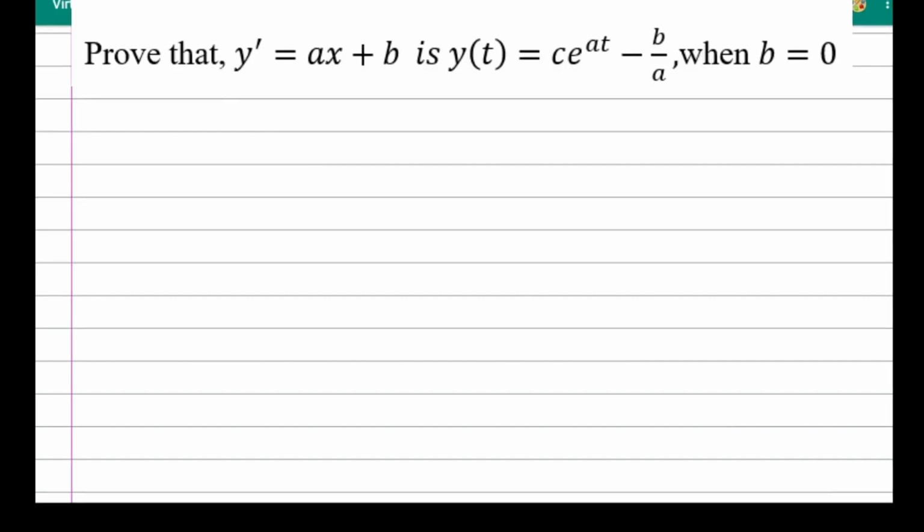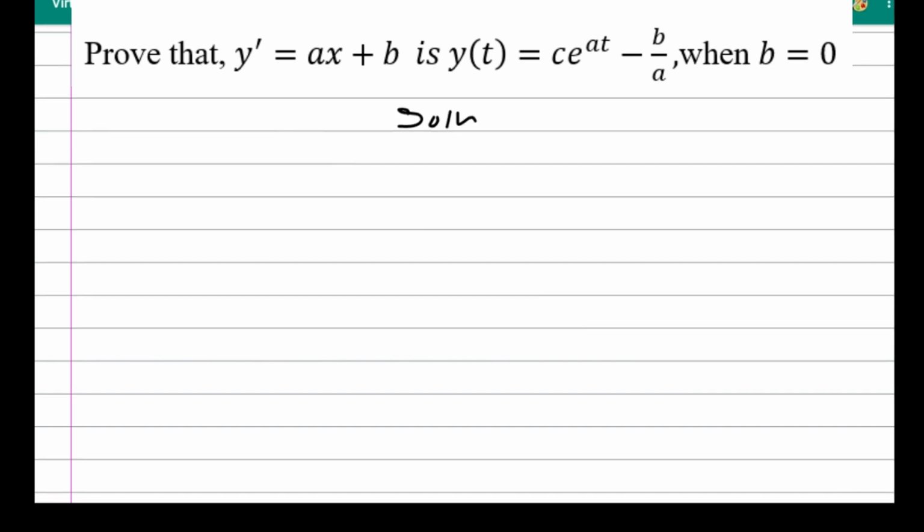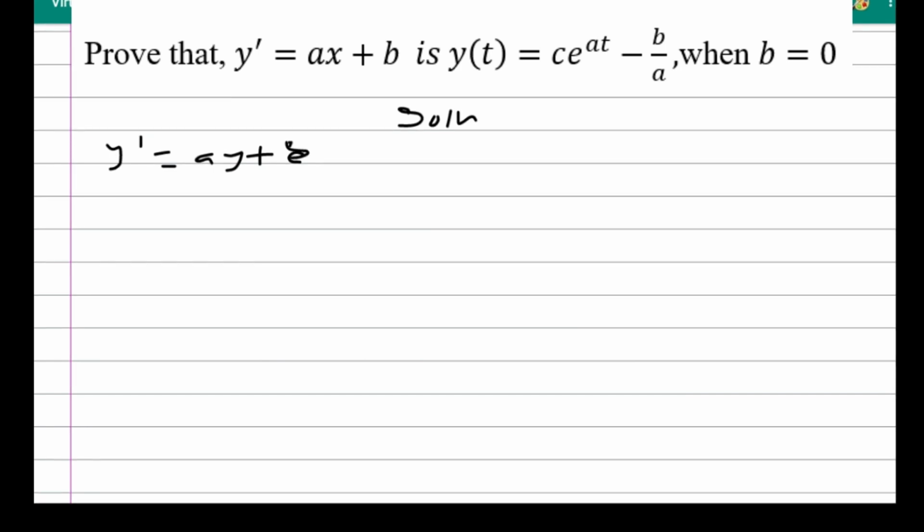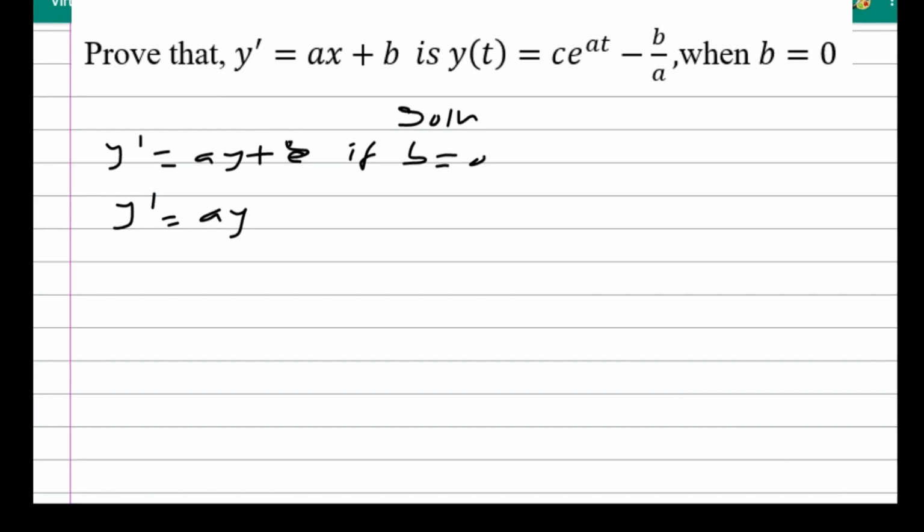That's the first one. From the first one, we get the solution. Given y prime to be equal to a y plus b, if b is equal to 0, then it means that y prime is equal to a y. Okay, so divide through by y. I'll have y prime over y equal to a.